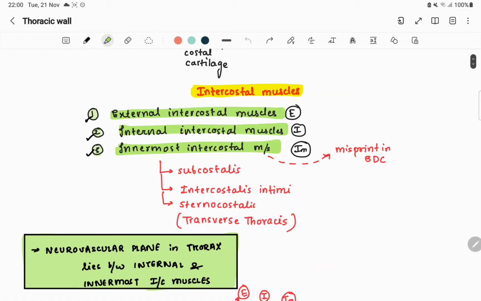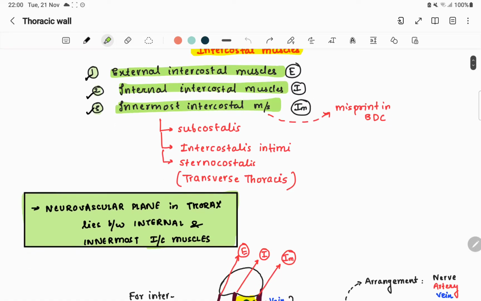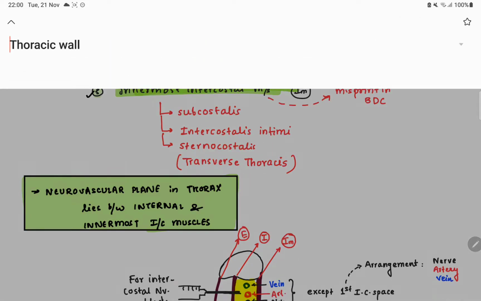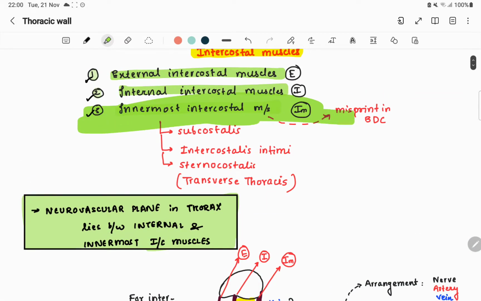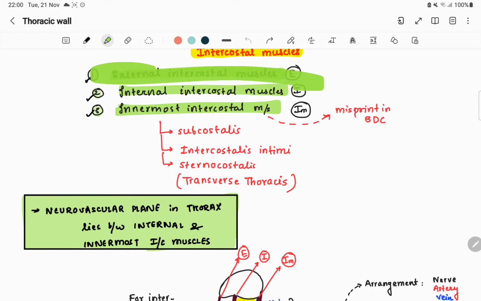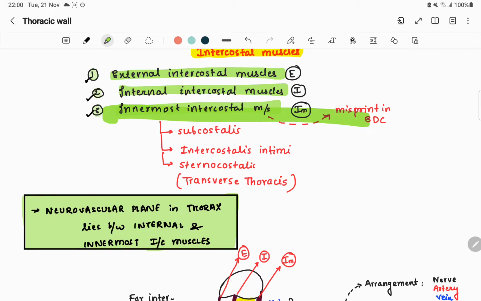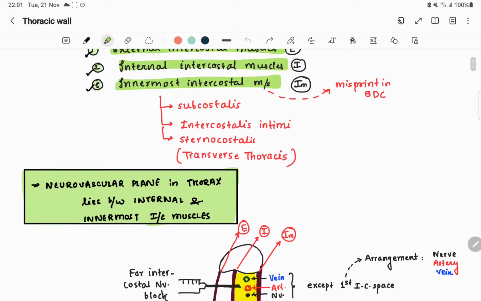What are the intercostal muscles? The external intercostal muscle, internal intercostal muscle, and the innermost intercostal muscle. There's a misprint in BDC, please note. This is the innermost intercostal muscle. In BDC it is written intercostalis intimae in place of innermost intercostal muscle. The main thing is the innermost intercostal muscle, which is present along with external and internal. This innermost intercostal muscle in turn has 3 parts: subcostalis, intercostalis intimae, and sternocostalis. Sternocostalis also has the transverse thoracis.